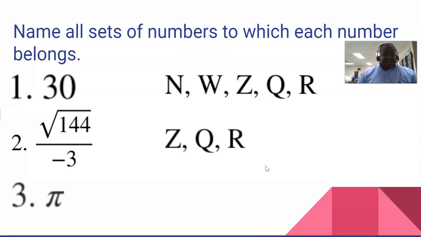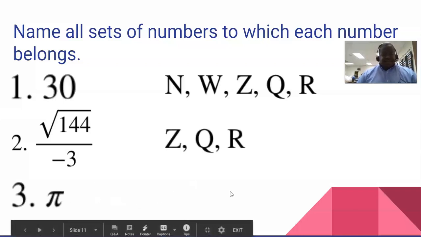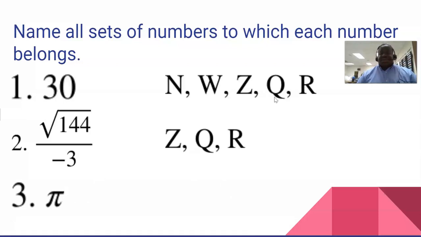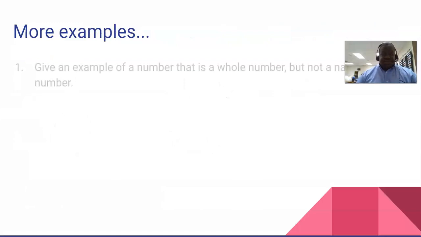All right, one other example here on the page, pi. Well, pi is not a natural number. It's not a whole number. It's not an integer. It's not rational. It is a real number, but what else is it? Since it's not rational, it's irrational. So it's going to be irrational and real. Okay. Now, the other type of problems that you may encounter, a few more examples.